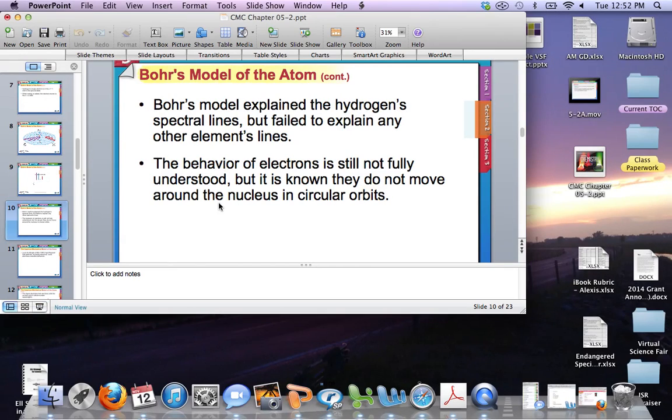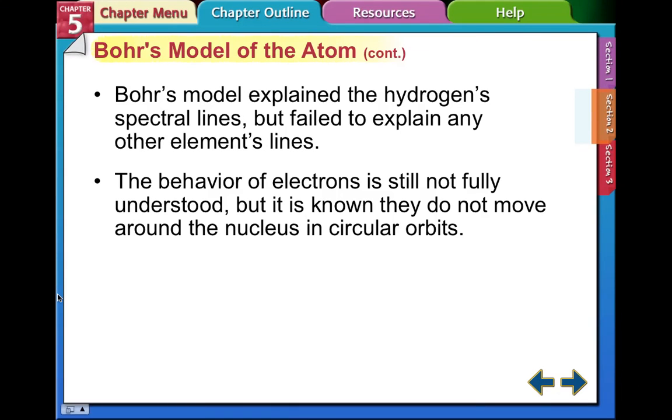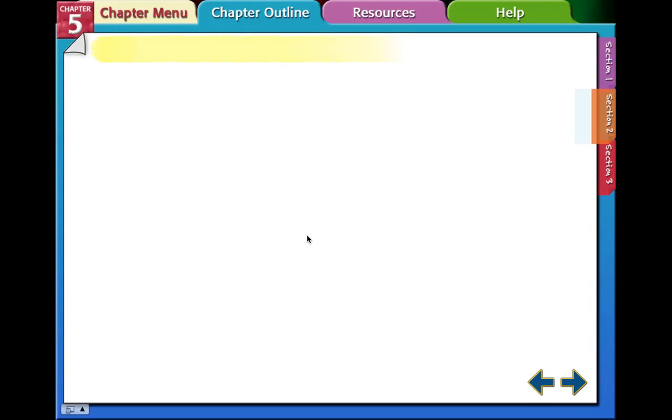Okay, so as I stated before, Bohr's model explained hydrogen's lines on the EM spectrum, but he could not explain any of the other elements. The behavior of the electrons at this point is still not completely understood, but it is known that they do not travel around the nucleus in a circular orbit. They did figure that out.